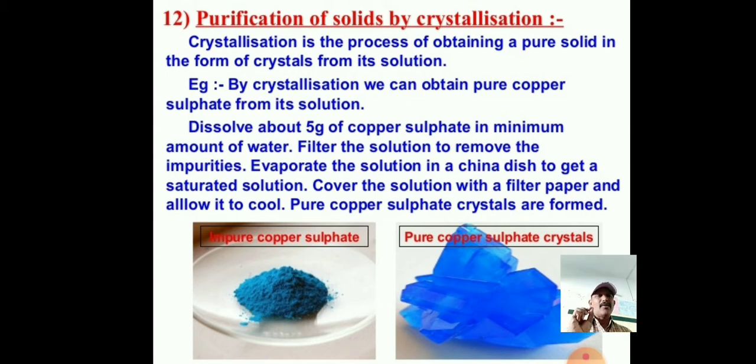So, crystallization, you are very familiar with this word. We are using these crystals in our everyday life. For example, salts are in the crystalline state, and sugar candy, etc. are crystals. Diamond is also a crystal, okay, fine. Now, crystallization is the process of obtaining a pure solid in the form of crystals from its solution. So, this is the only method for getting crystals by using a solution.